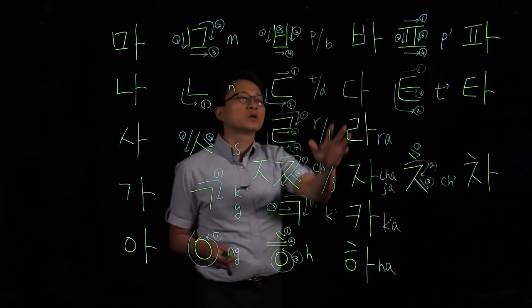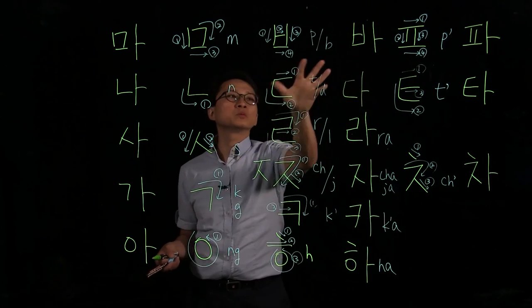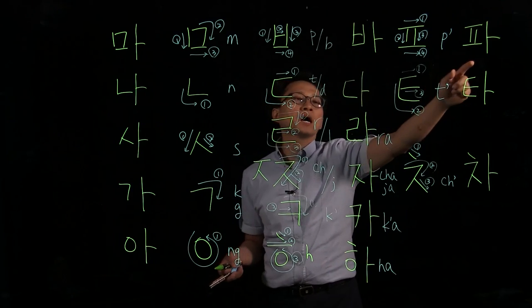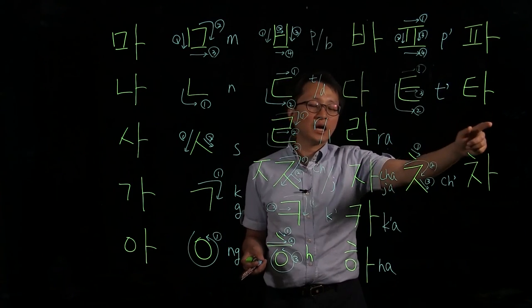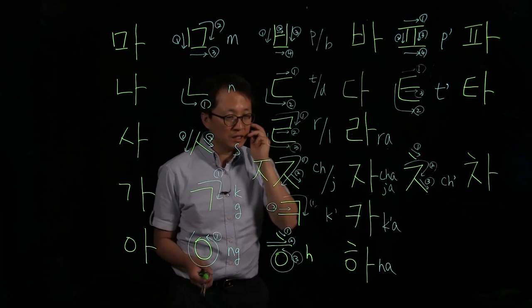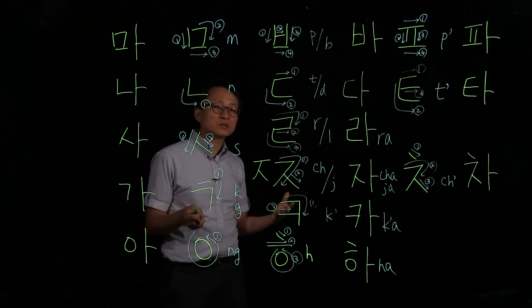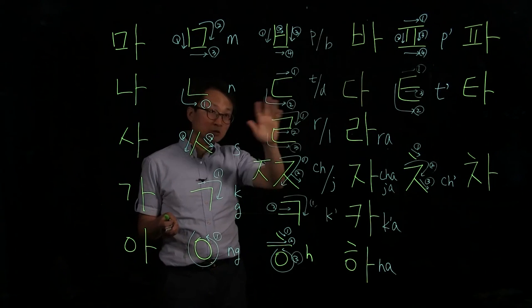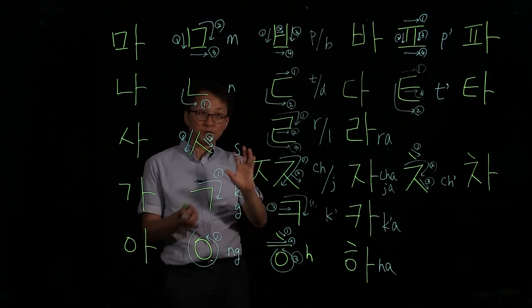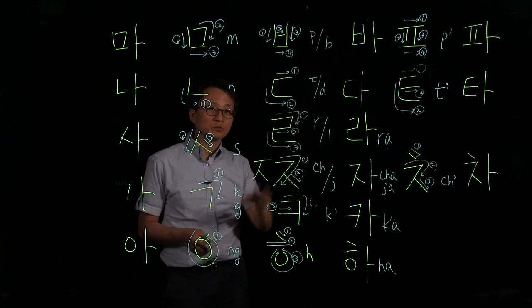And also, you may be a little bit confused between ba and pa, da and ta, cha and cha, ka and ka. So next time, let's practice those differences in sound values. Very similar, but a little different. And also some doubled consonants.